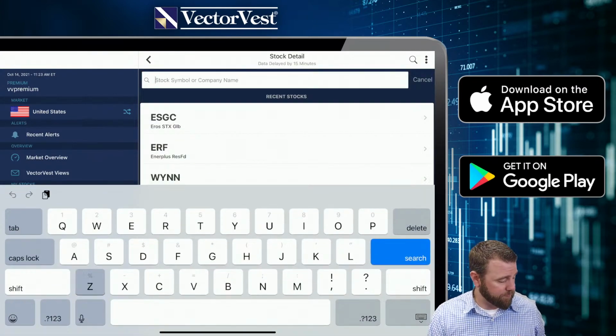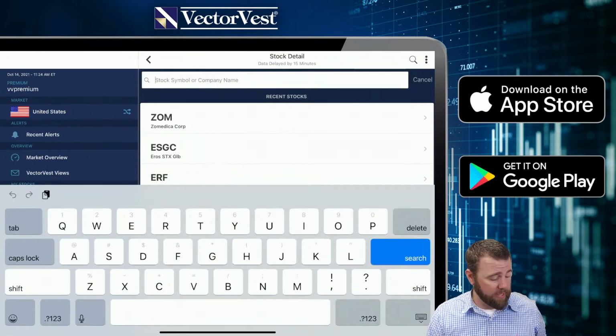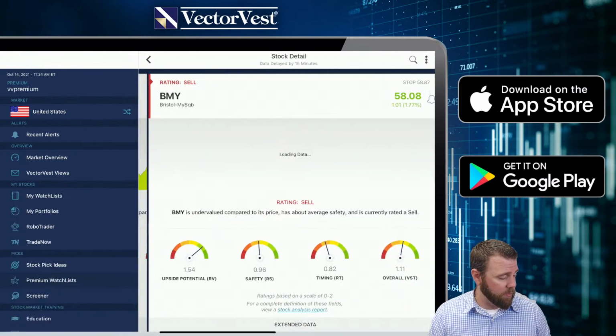ZOM, poor long-term potential, a lot of risk associated with this stock. You're in a strong decline. Overall, definitely not favorable.